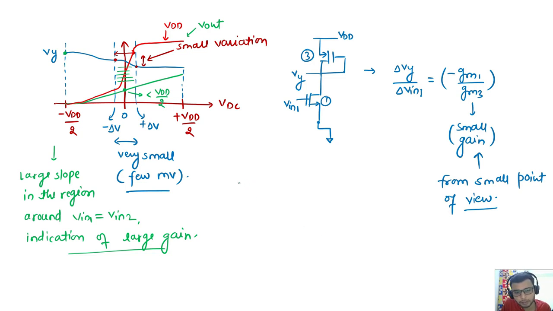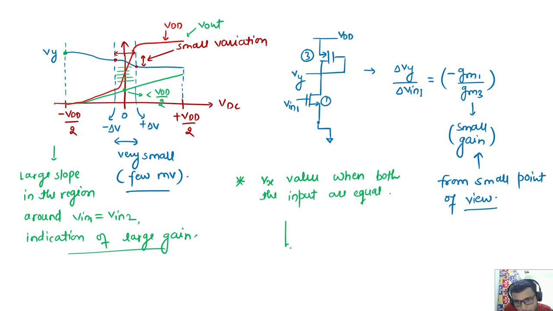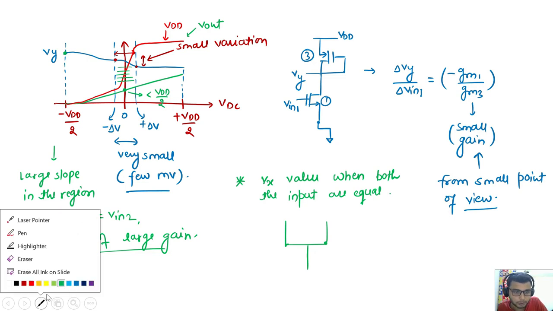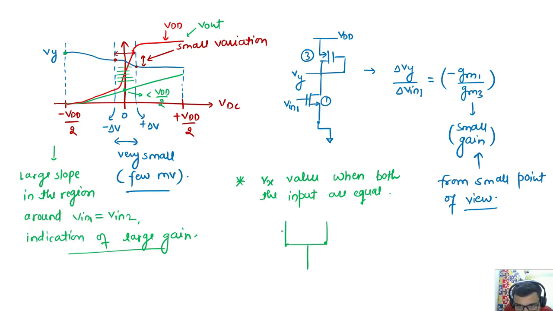So what is the value of my Vx node when both the inputs are equal? I'm just making a rough diagram. At that point, this is my I naught, this is the I naught, and this is 2 I naught. So this is the X node.